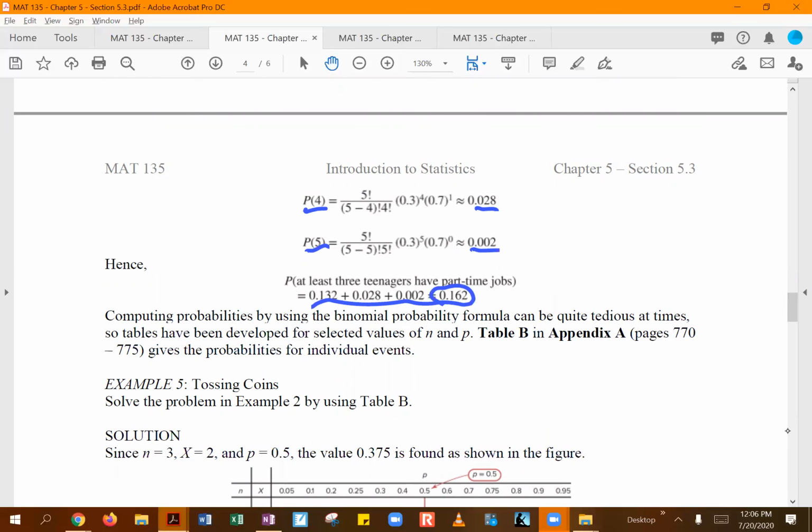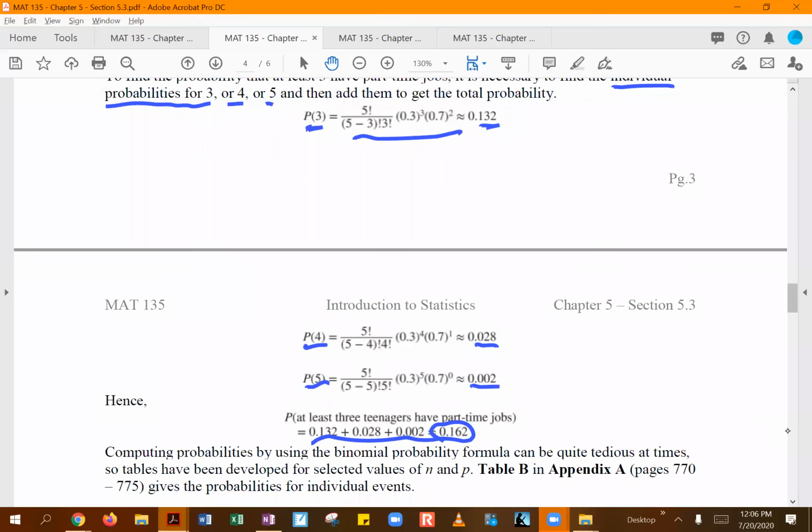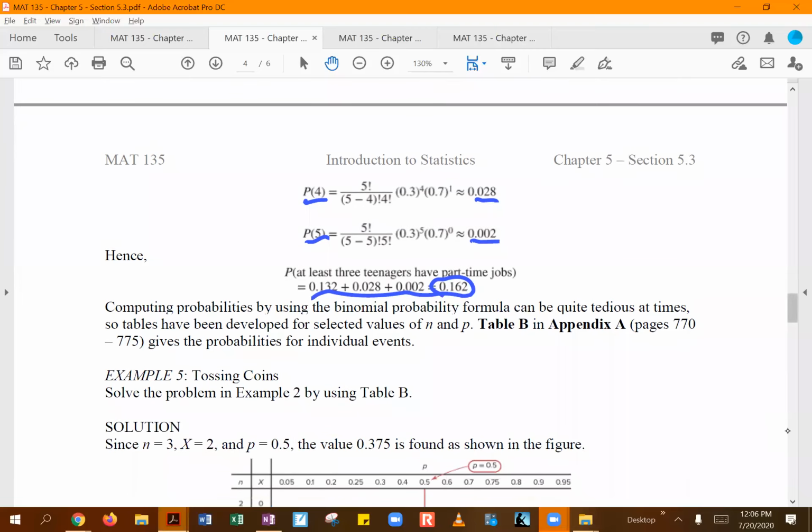three of them. Because when we are saying at least three, that means out of those 5 teenagers we are selecting randomly, at least 3 of them should have a part-time job, which means 3, 4, or 5 could have part-time jobs, right? Because we're talking about at least, which means at the minimum 3 of them should have a part-time job. So that's why we have to do this calculation for P of 3, P of 4, and P of 5 and add those probabilities together.